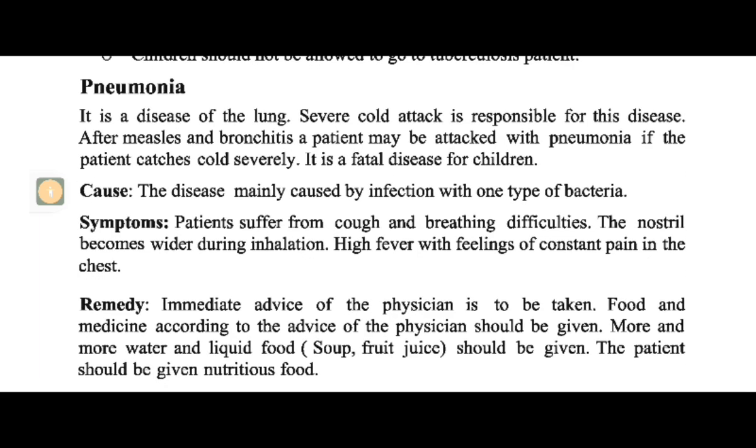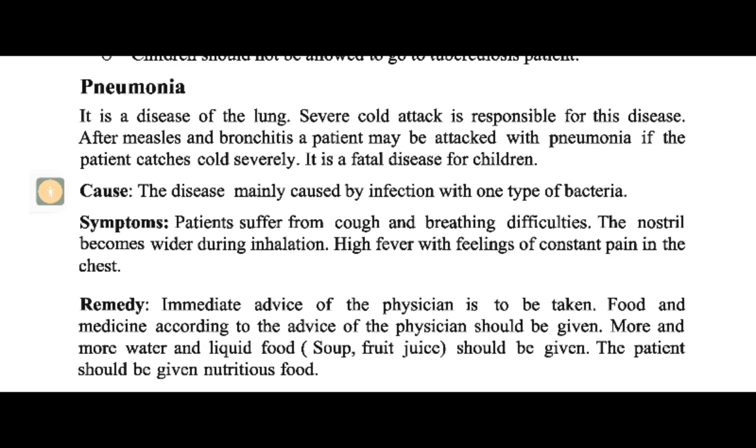Pneumonia is a disease of the lung. Severe cold attack is responsible for this disease. After measles and bronchitis, a patient may be attacked with pneumonia if the patient catches cold severely. It is a fatal disease for children. Cause: the disease is mainly caused by infection with one type of bacteria.